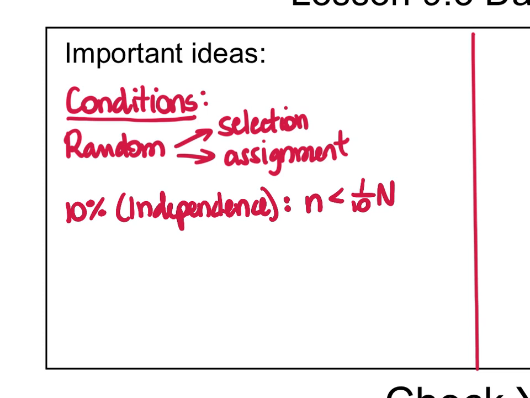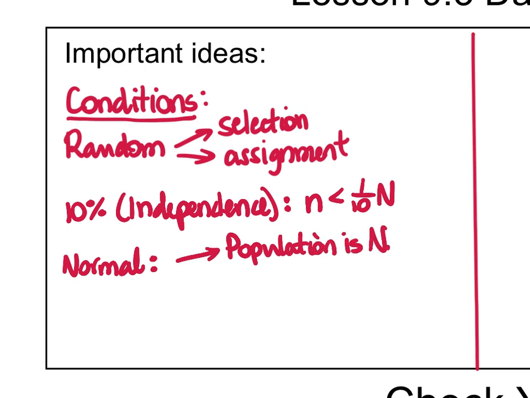The last one is going to be the normal condition. And the normal condition, we have three different possible ways that we can meet it. The first one is that the parent population is normal. And then we can say that the sampling distribution is also approximately normal.